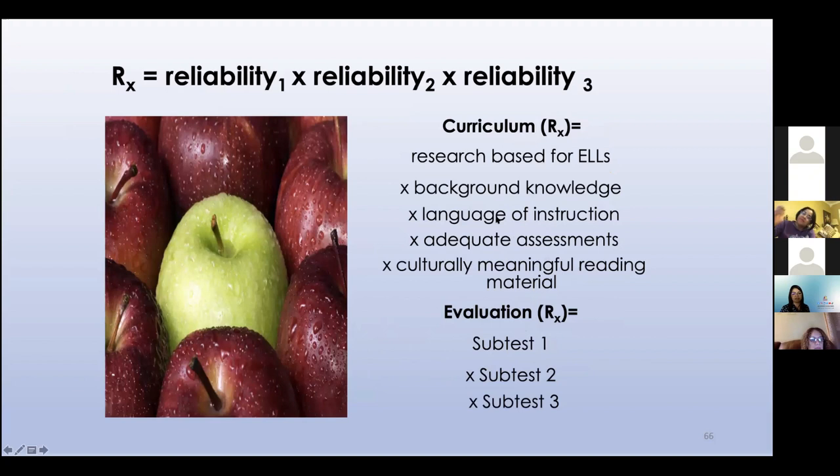But basically, we can apply the same issue of reliability to curriculum, because sometimes we kind of put down standardized assessment, don't test anybody or whatever. But it's funny because I was an RTI trainer, so let's do everything curriculum only and let's do RTI, and that's how we determine eligibility. But I see so much that we are using instructional practice and curriculum that doesn't have the research backing for ELLs. They are not using background knowledge. They're not taking into account the language of instruction, the adequate assessments for formative assessment at the classroom level. They're not using culturally meaningful reading material. So it's not reliable either.